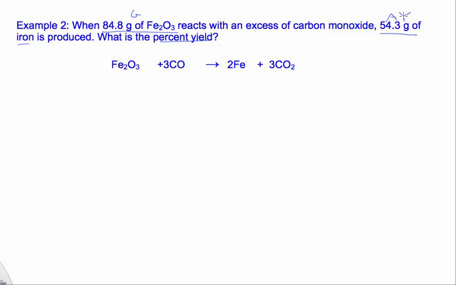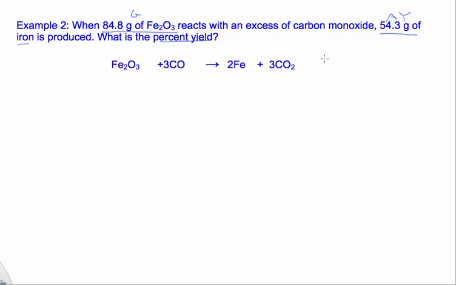Let's make sure our equation is balanced. We have 2 iron and 2 iron. We have 3 plus 3, that's 9. We have 3 plus 3, that's 6 oxygen, and 6 oxygen. We have 3 carbon and 3 carbon. So this equation is balanced.